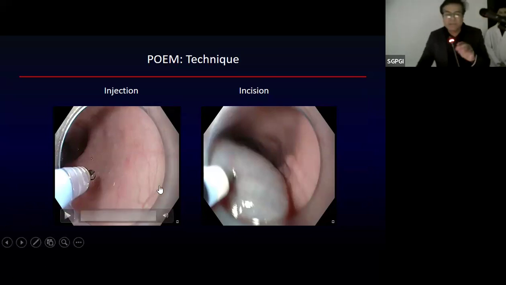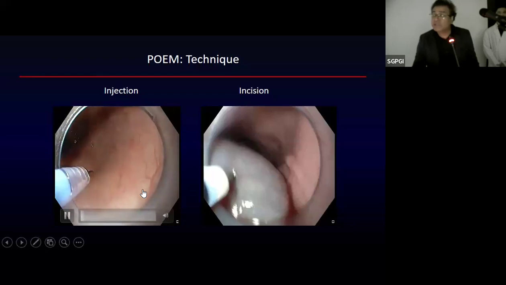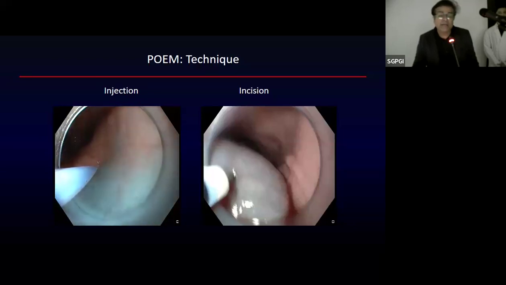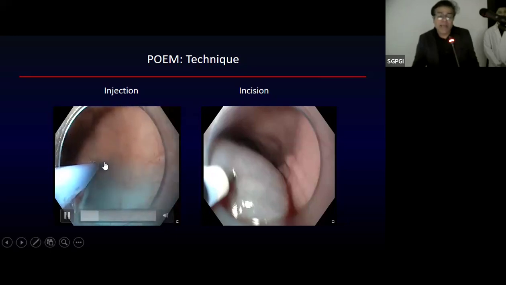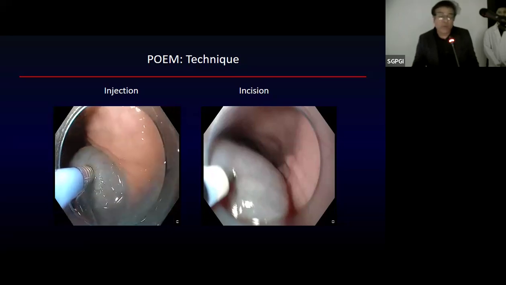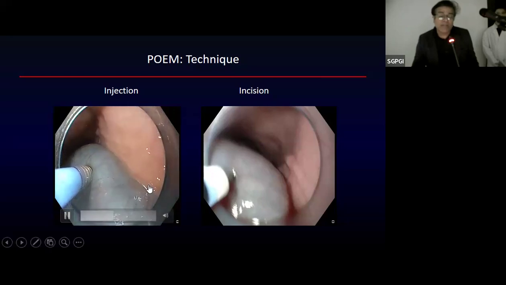So the first step in doing a third space endoscopic procedure, especially POEM, that is peroral endoscopic myotomy, is the injection. So what we inject is a combination of methylene blue and saline. As you can see, we are creating a bleb here. And once the bleb is created, you have this mucosa separating from the submucosa. And so this is the bleb that has been created.